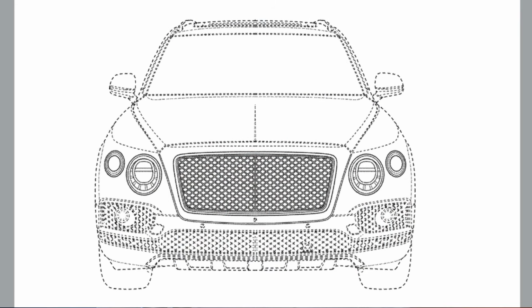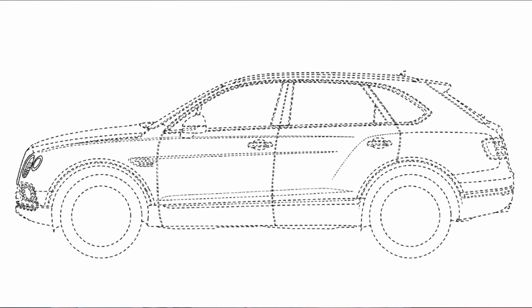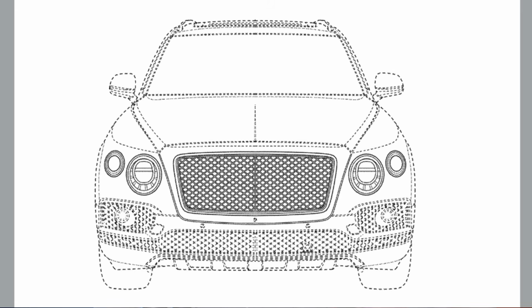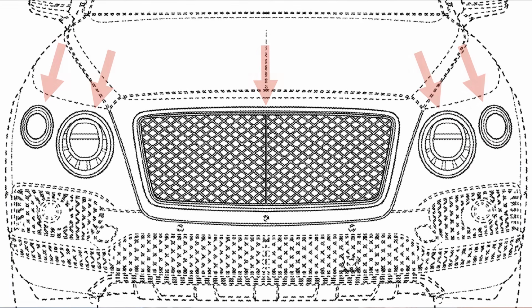So let me give an example. This is a design patent by Bentley. You can see here that a lot of the car is shown in dashed lines. What this does is effectively disclaim those things, and only the grille and the lights are shown in solid lines. So this actually makes it easier to infringe this design patent.